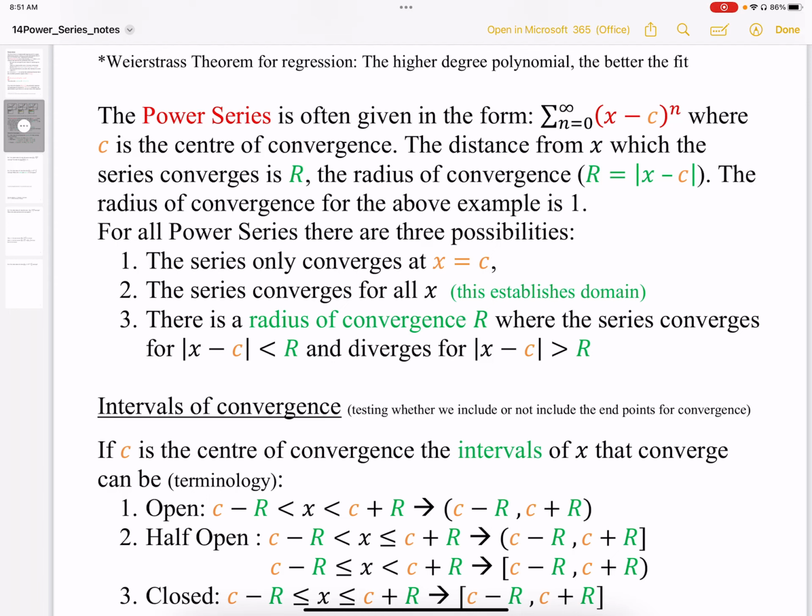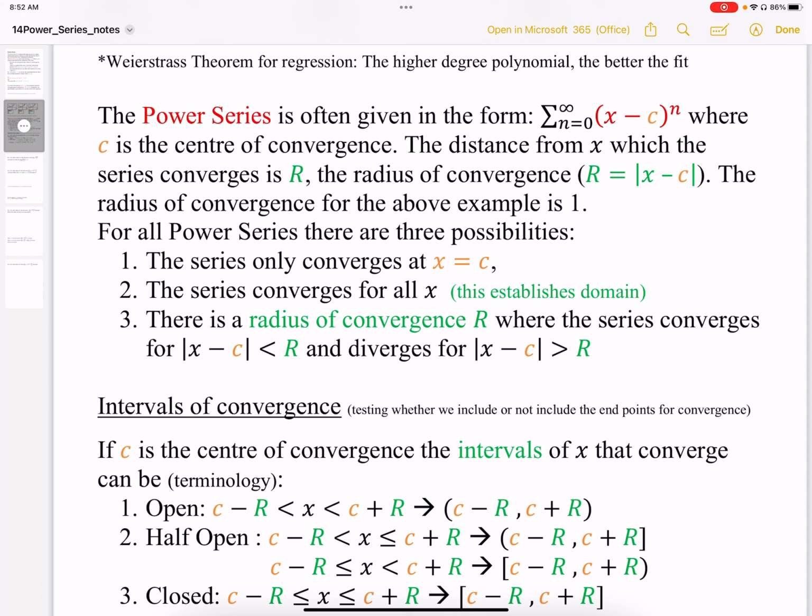We're going to look at these power series and something that we call the interval of convergence of these power series. In essence, they represent the domain of these power series functions. These intervals of convergence of these (x minus c) to the power n type power series have some parts to it. The C represents the center of convergence.